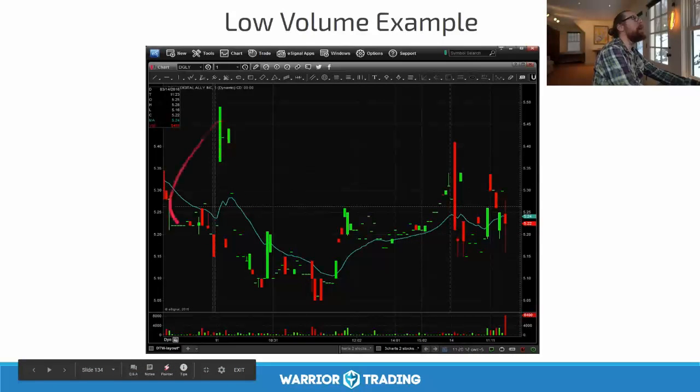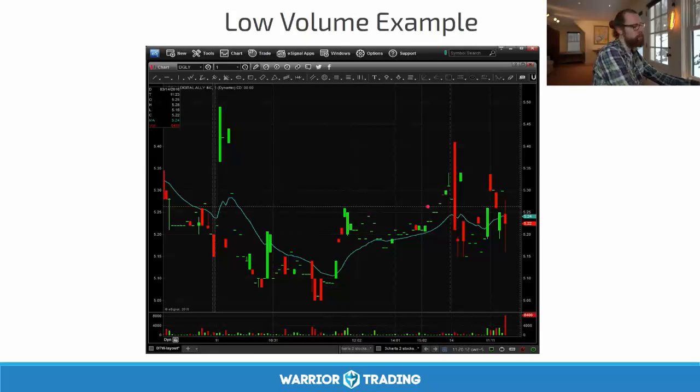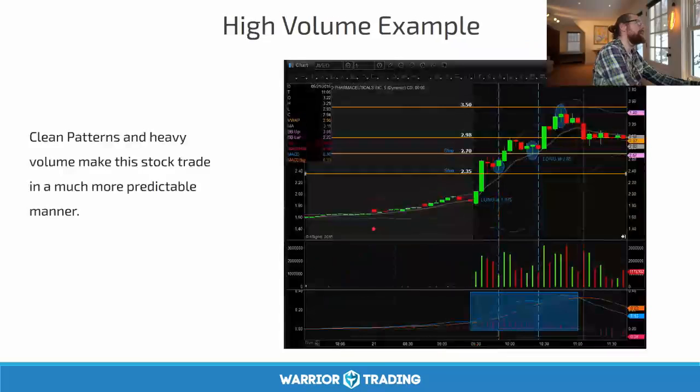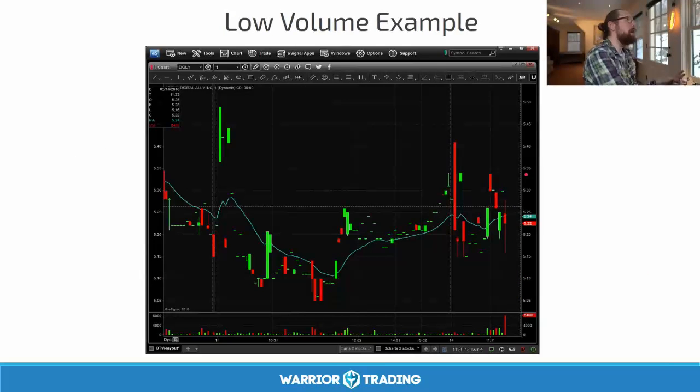So, and this is a very low volume example. This is an extreme example, but on something like this, obviously, the patterns are worthless. There's nothing here to trade. And the level 2 would be worthless to look at because anything you see is just some high frequency trading algorithms. Whereas this is the higher volume example. So this is low volume and low relative volume.